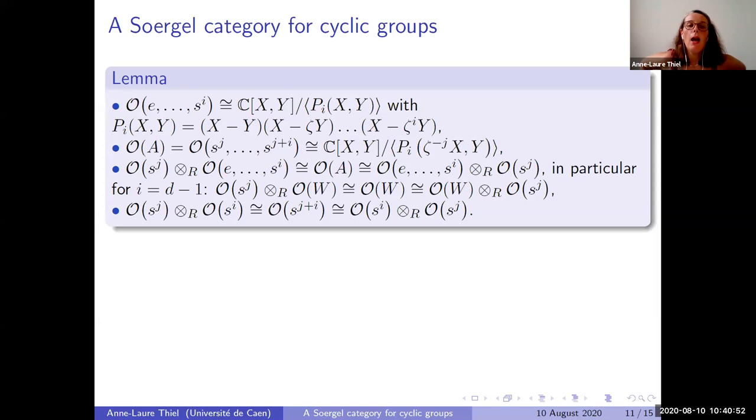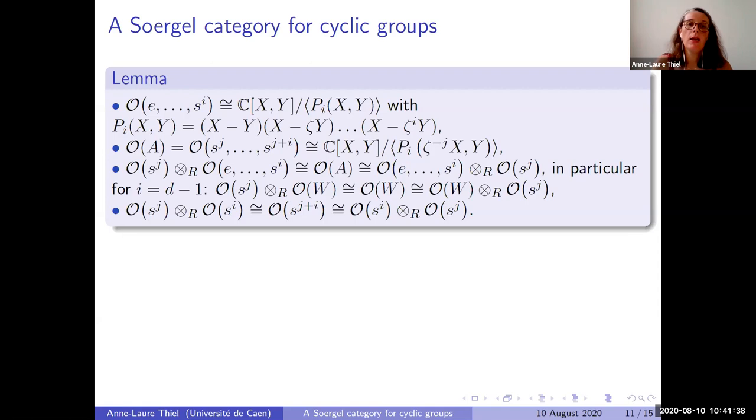Just a little particular case. If now A is the whole W, and you plug W in the previous isomorphism we just saw, we see that tensoring O of W on the right or on the left by the ring of regular functions with support only one element, S to the J, doesn't change anything. Literally, it swallows the O associated to a support with only one element. Very good.